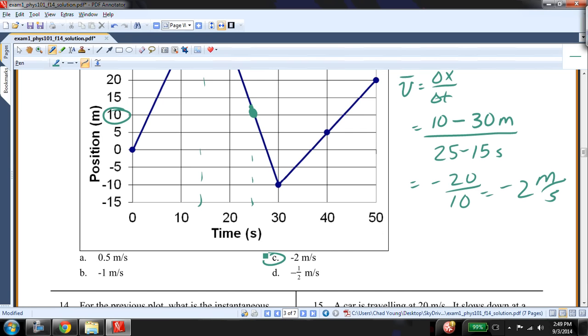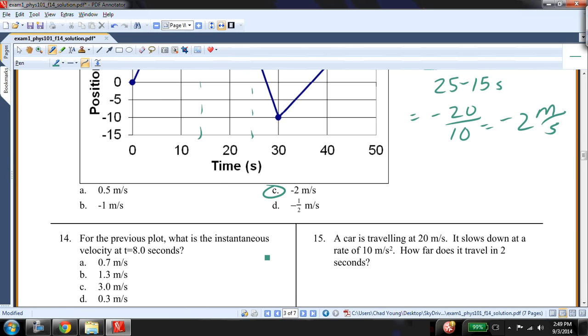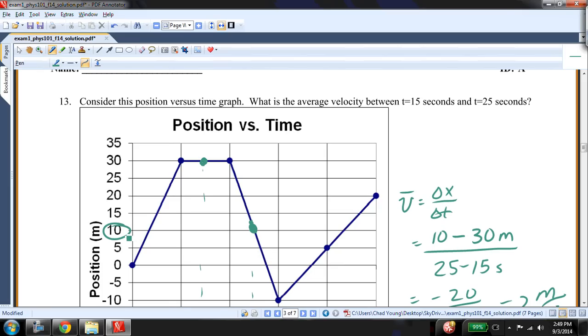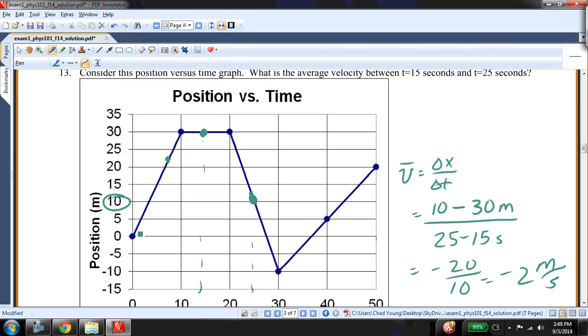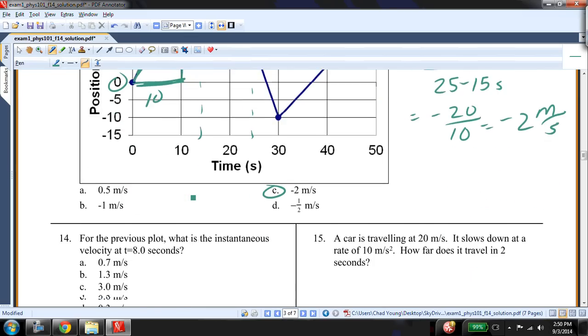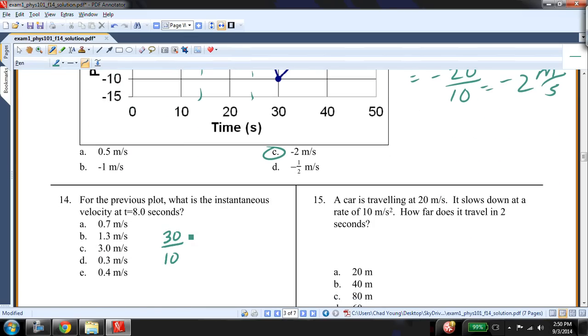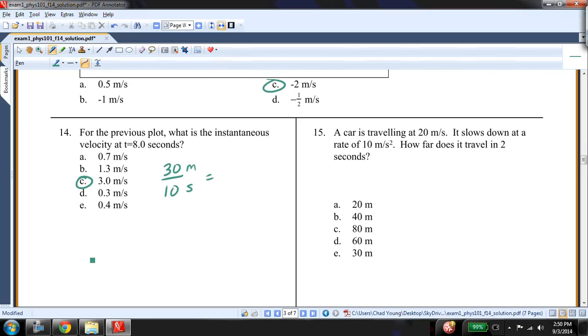So C is 13. Previous plot, what is the instantaneous velocity at t equal 8 seconds? So 8 seconds occurs right about here. So I just want to know the slope of this line right here, because the instantaneous velocity at that point is equal to the slope of the whole line. My run here is 10. My rise here is 30 minus 0. And so rise over run, that's going to be 30 over 10. That's meters over seconds. Our 3 meters per second is positive. So 14 is C.